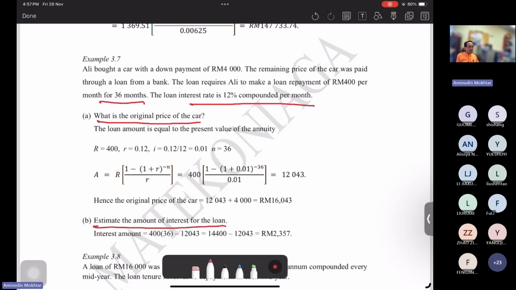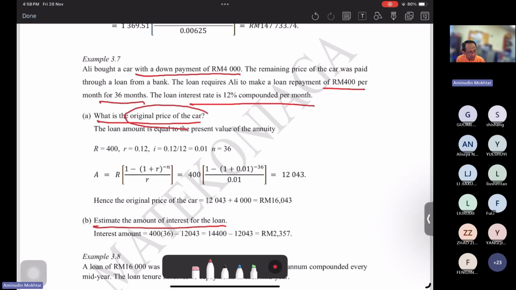Okay, in this case, Ali wants to buy a car, but Ali pays the down payment of 4,000. What is the down payment? It is an amount that you pay in cash to the car seller, and then the balance of the price was paid by a loan from a bank. The loan requires Ali to make a loan repayment every month, RM 400 per month, for 36 months. The loan interest rate is 12% compounded per month. Okay, what is the original price of the car?